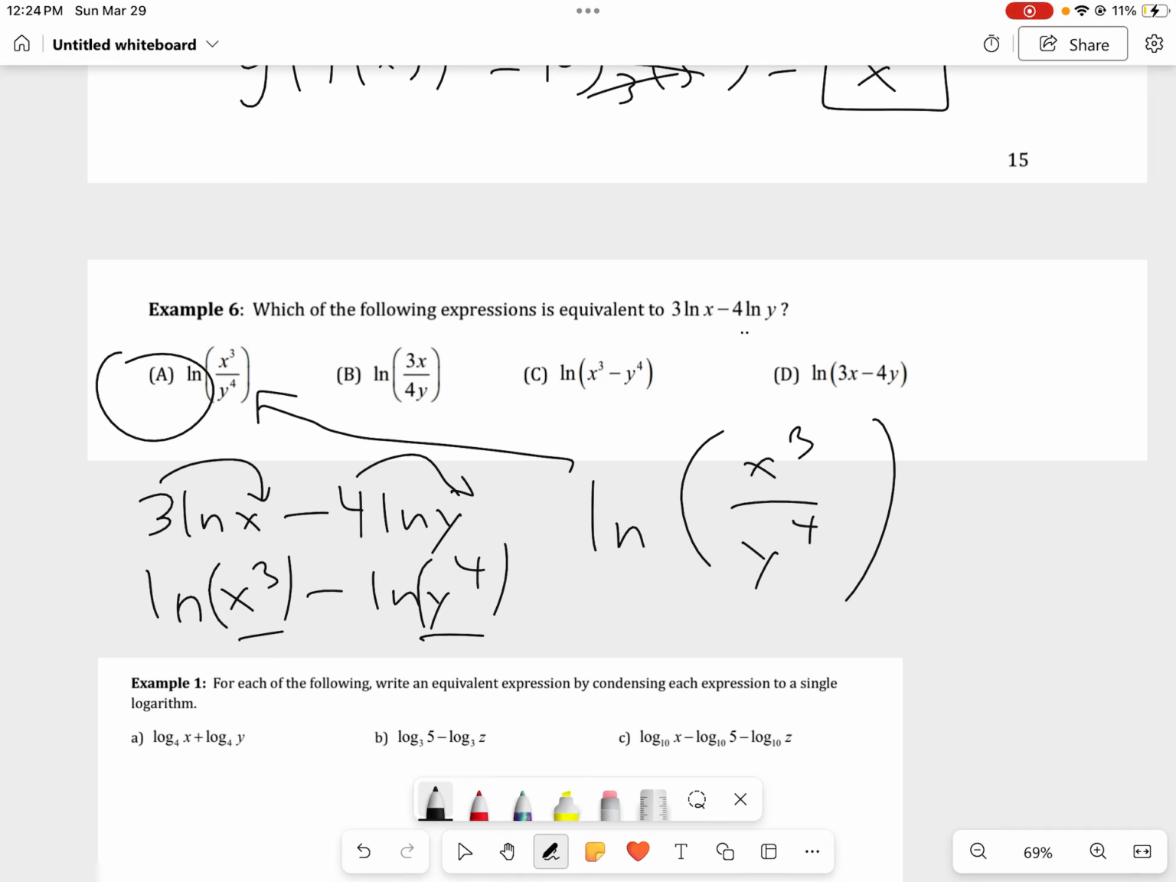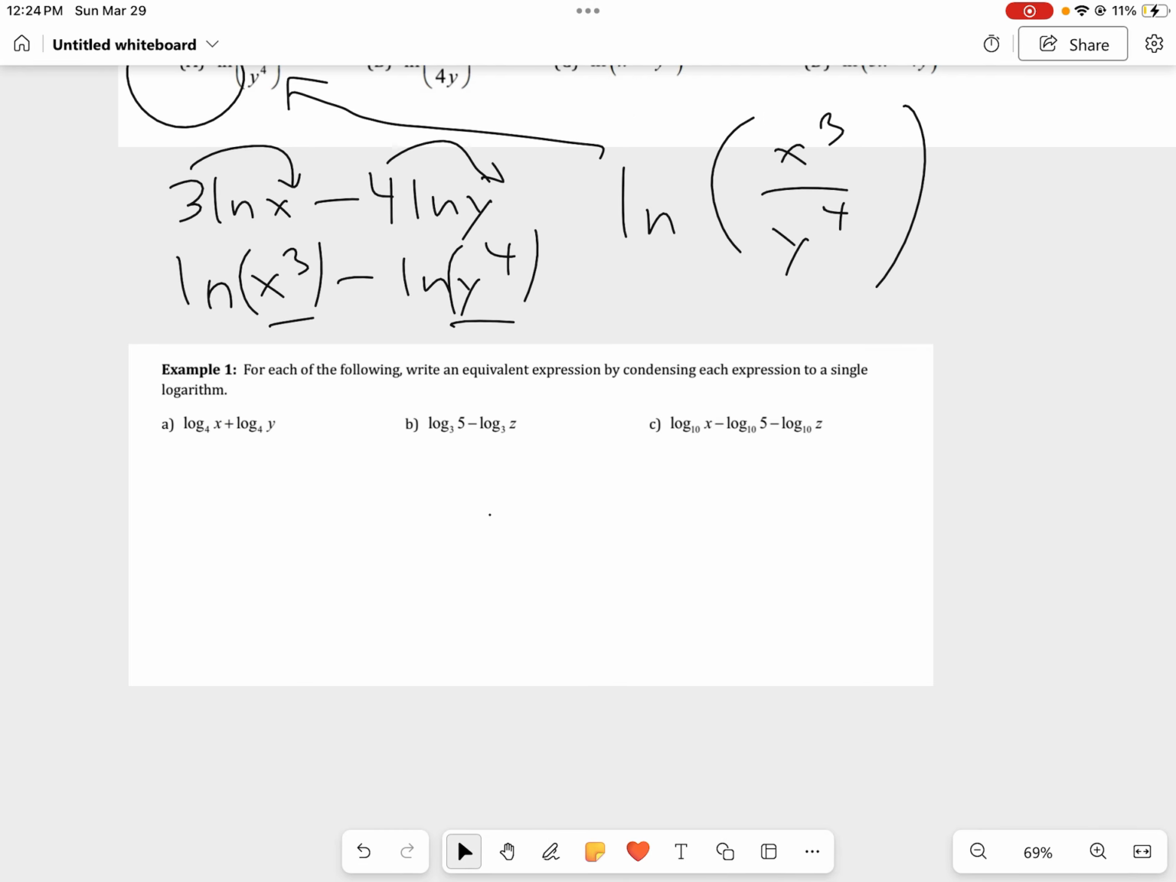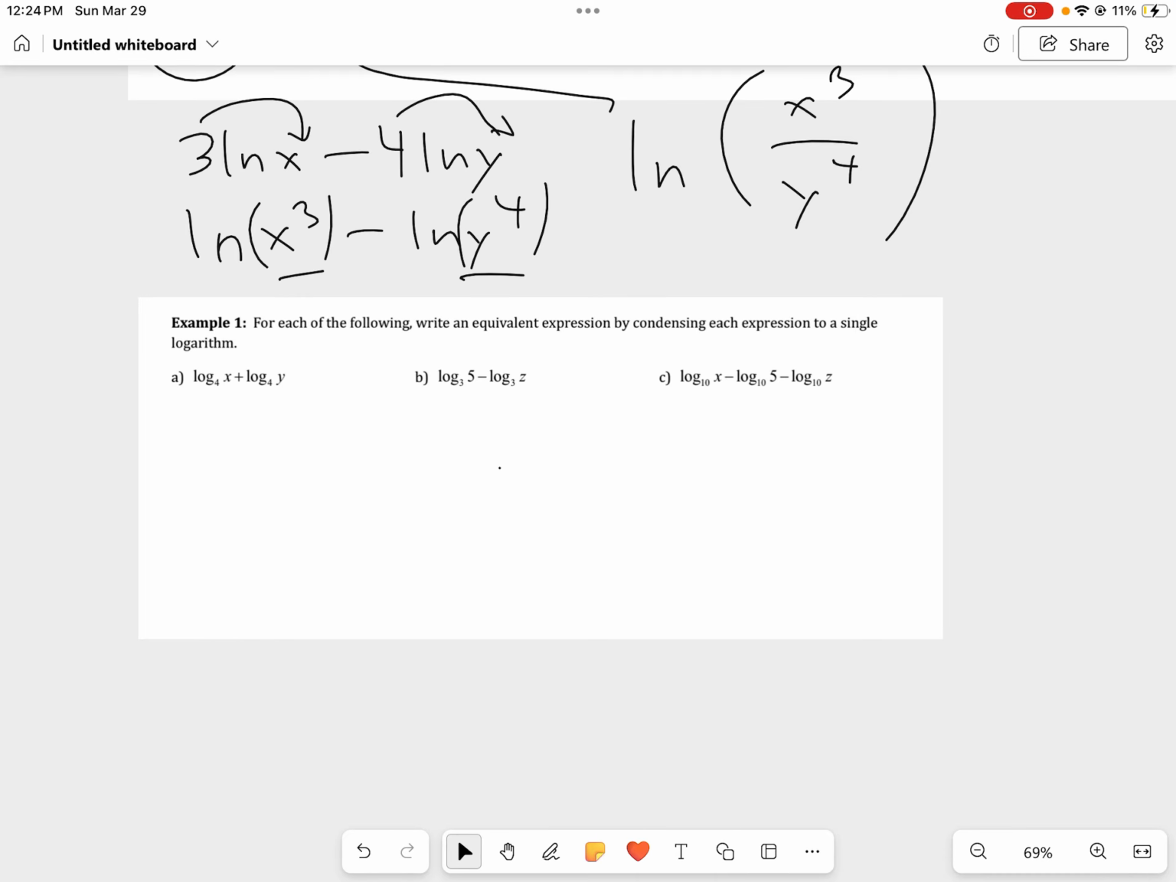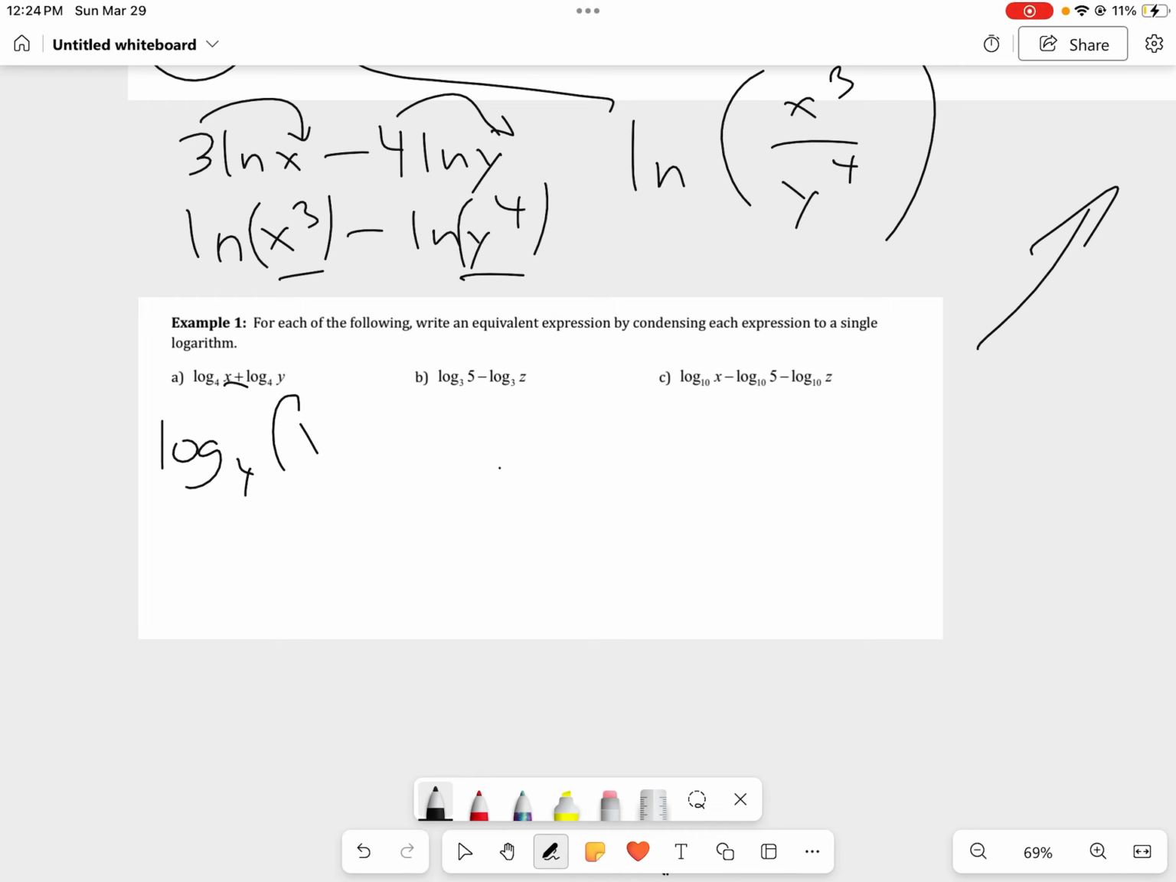Okay, I think it's the last problem. For each of the following, condense each expression to a single logarithm. So again, we're using that principle way up there. This is an addition of logs with the same base, so we can multiply them. Just log base 4 of xy. Okay, this one right here is subtraction with the same base, so we can just do log base 3 of 5 over z.